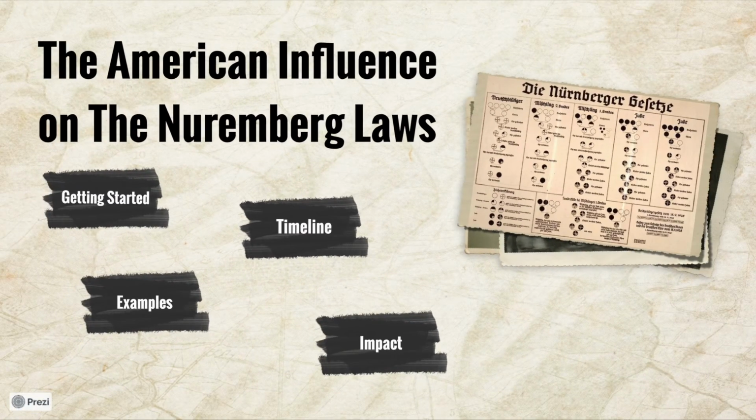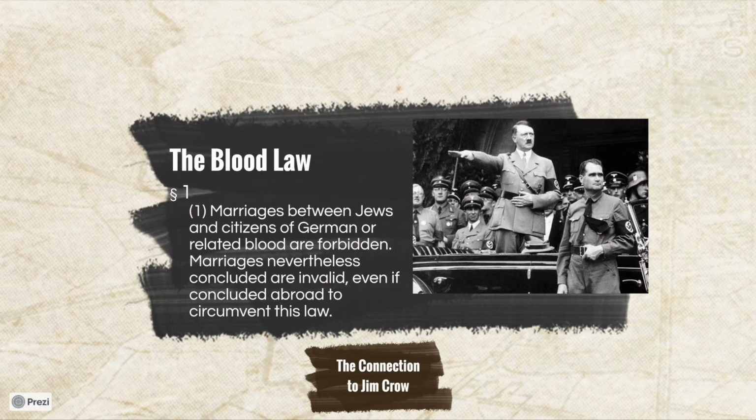And so, not just putting together dates, I also have an example of one of the Nuremberg laws. In Article 1 of the Blood Law, marriages between Jews and citizens of German or related blood are forbidden. Marriages nevertheless concluded are invalid, even if concluded abroad to circumvent this law. So this was criminalizing the marriage between Jews and Germans.